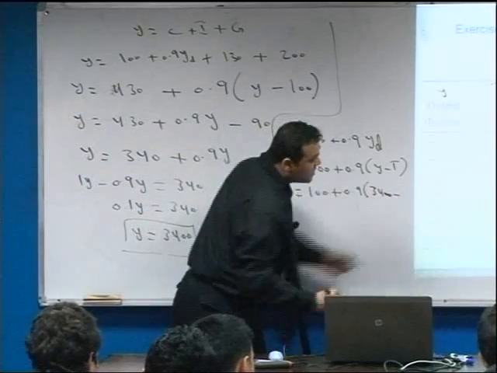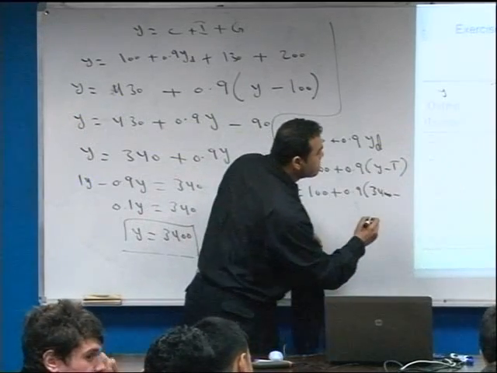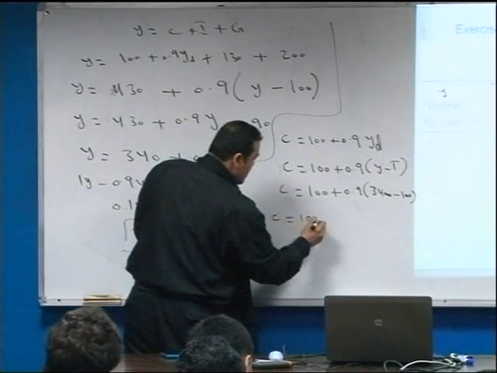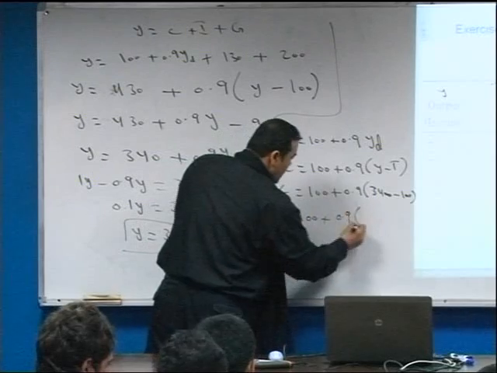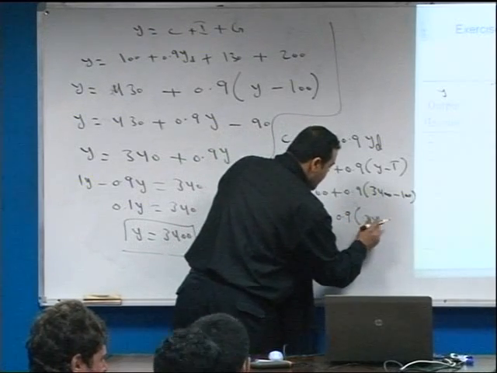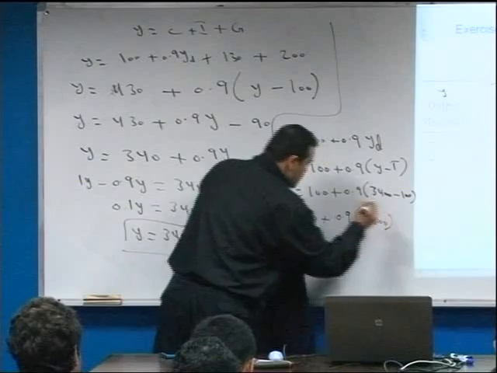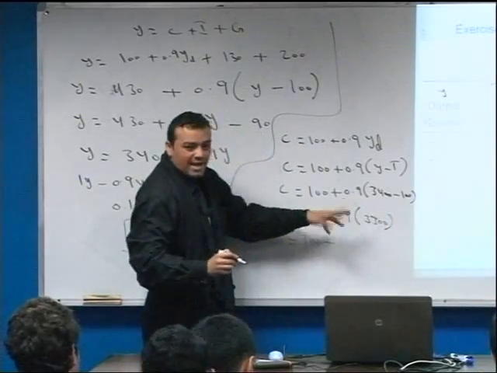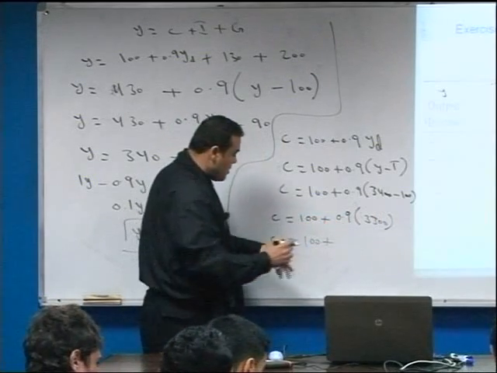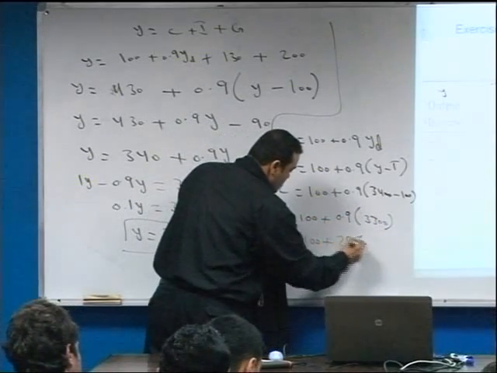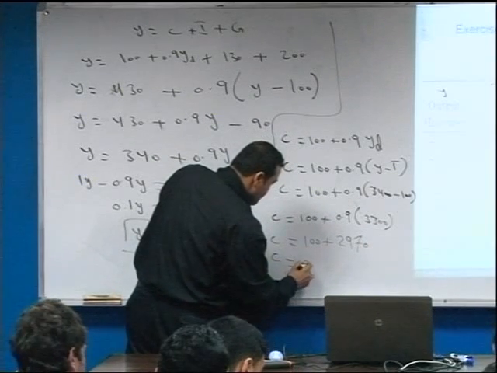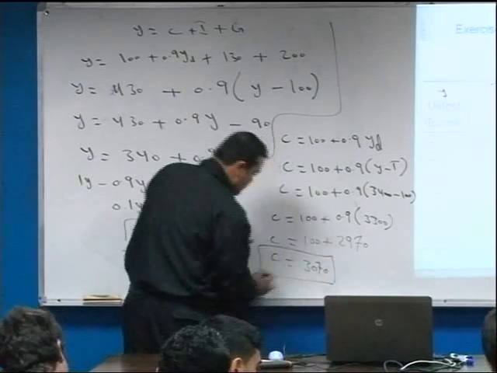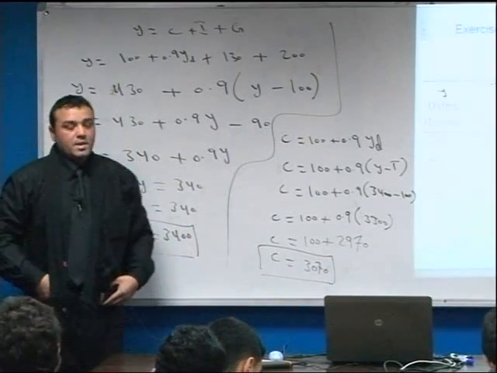3,400 minus taxes, how much? 100. So C equals 100 plus 0.9 times 3,300. Right? How much does this come to? 100 plus, let me check the calculator quickly, guys. So C equals 3,070. That's it. Right?